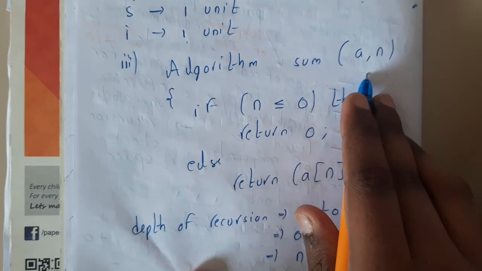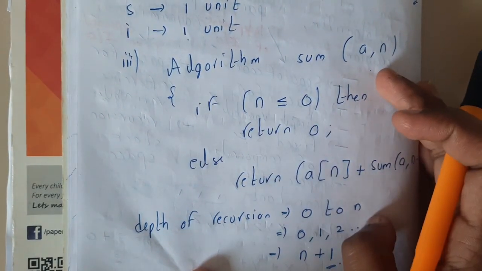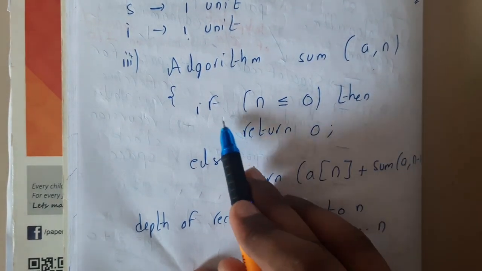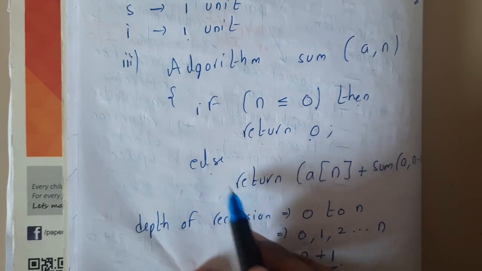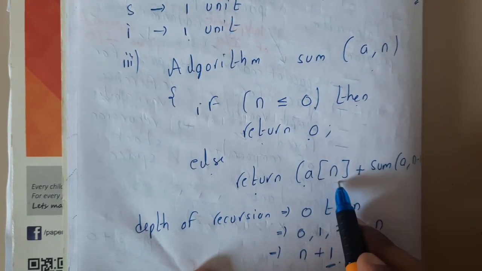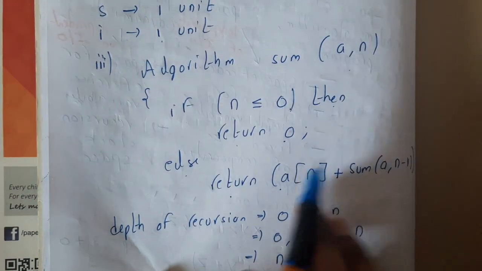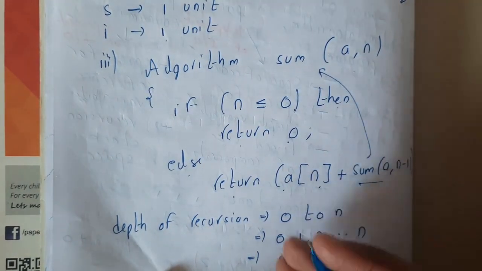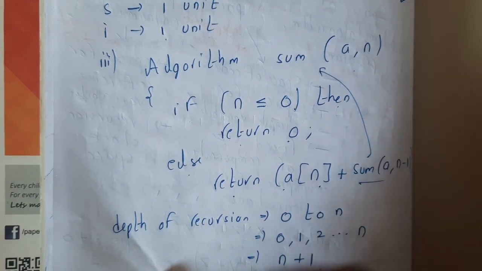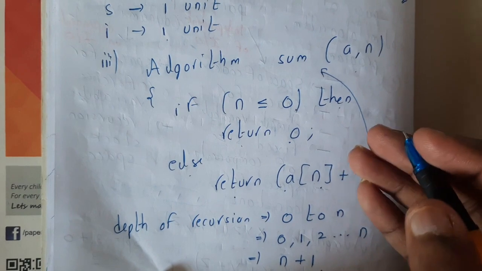Algorithm sum a comma n. Okay. So here this is a recursive algorithm. So if you observe here, if n is less than or equal to 0, then return 0, else return a of n plus sum of a comma n minus 1. So if you observe here, it is calling itself. So these kind of algorithms or functions are called recursive functions or recursive algorithms. So basically it calls itself.